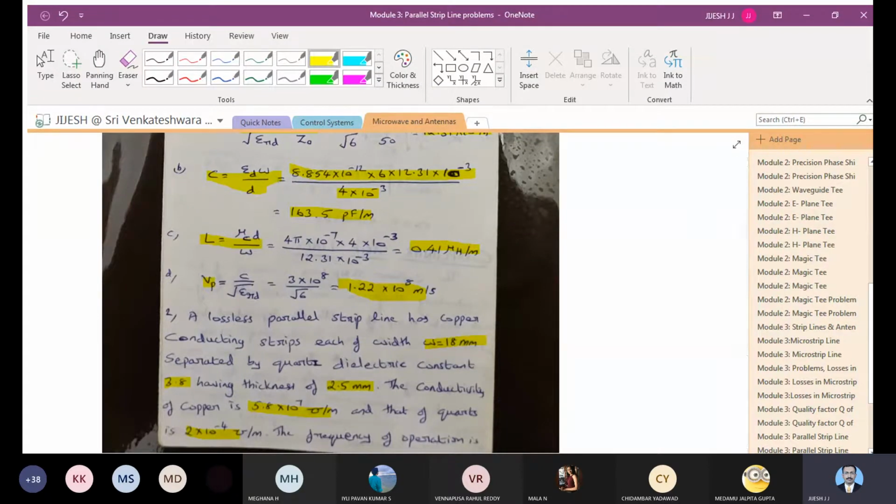We need to find some things, that is the frequency of operation. Then it's a bigger problem where we will be finding the inductance, capacitance, conductance, all those things. We will see one by one. There we have to find all those parameters. First you write down this question, and then I will proceed further.